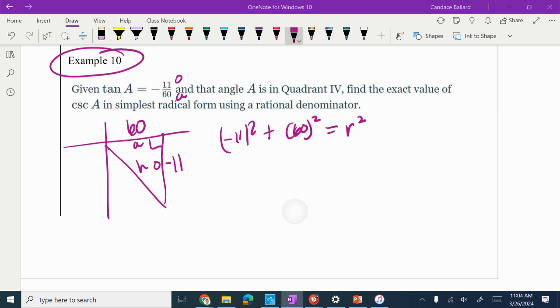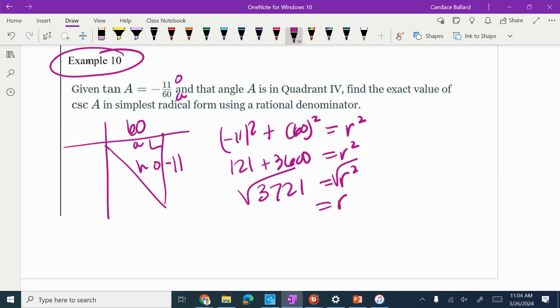All right, what was 11 squared? Good. What's 60 squared? 3,600. Okay, and then when we add that up, what do we get? 3,721. Did it have a nice square? It was 61. Delta Math worked really hard to use Pythagorean triples, didn't they? That was really nice of them, actually, for you.